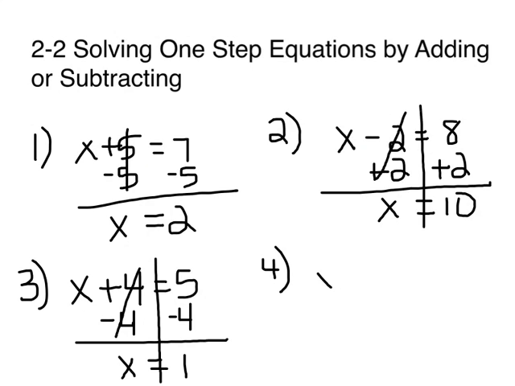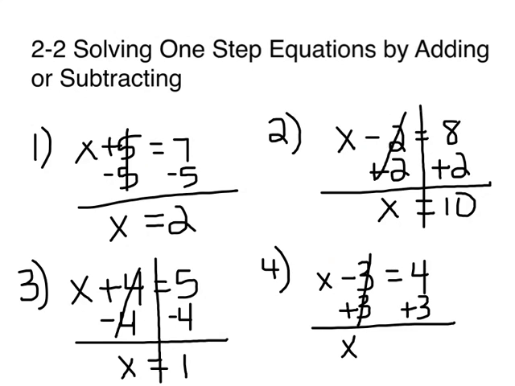Example 4, we have x minus 3 equals 4. Here we need to undo the subtraction of this minus 3 in order to isolate our variable of x. So we'll be adding 3 to both sides of our equation to get x equals 4 plus 3 is 7.